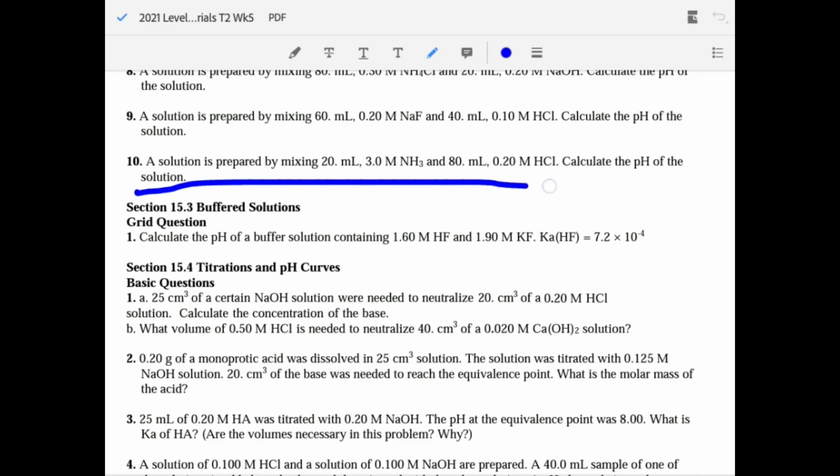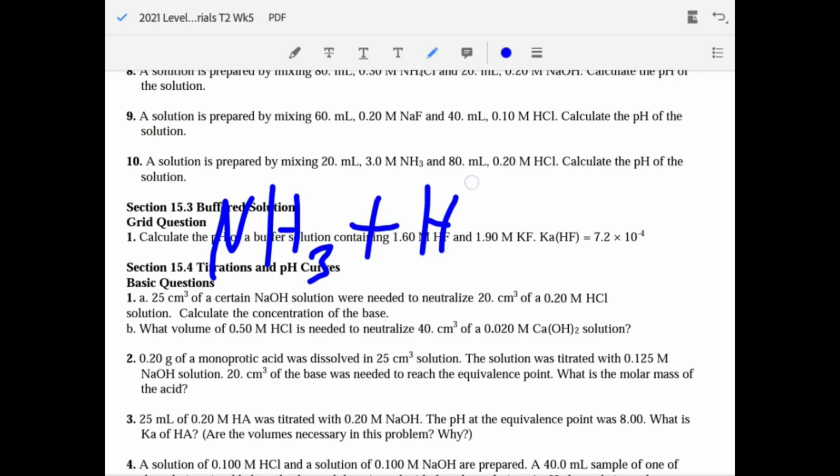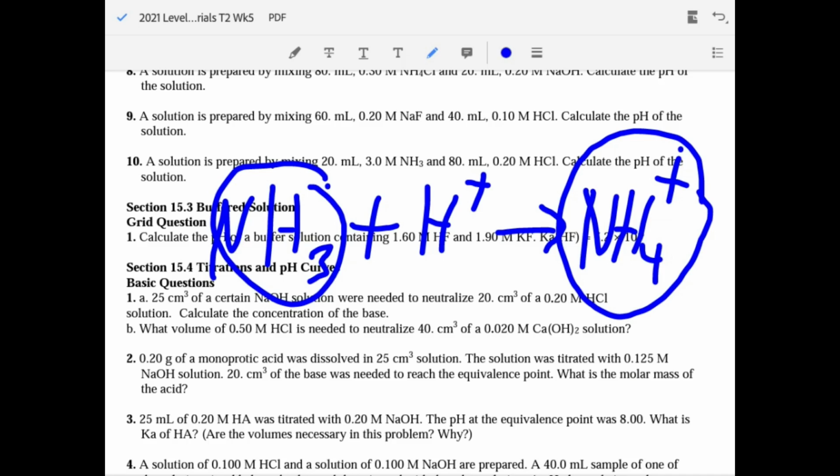Next one, the solution is prepared by mixing 20 milliliters. So you have NH3 plus H plus to give NH4 plus. Now, what's NH4 plus? Is it a base or an acid? Over here, this is a base, this is an acid. So you use Ka.